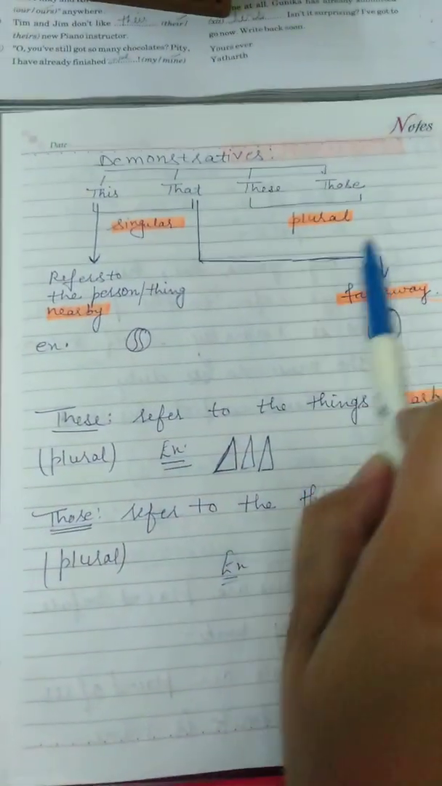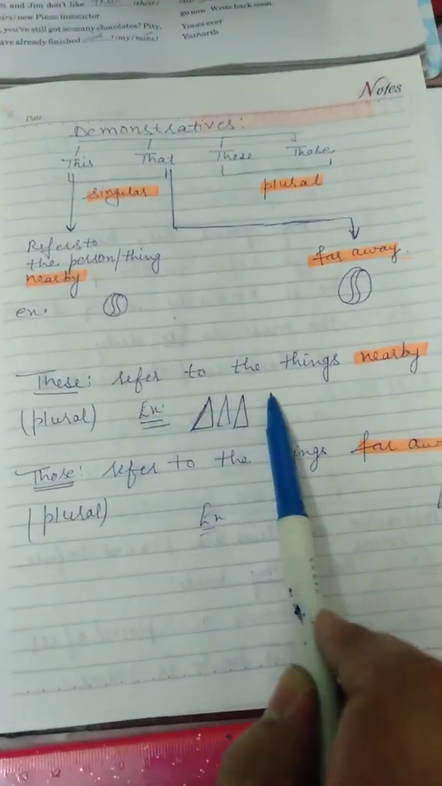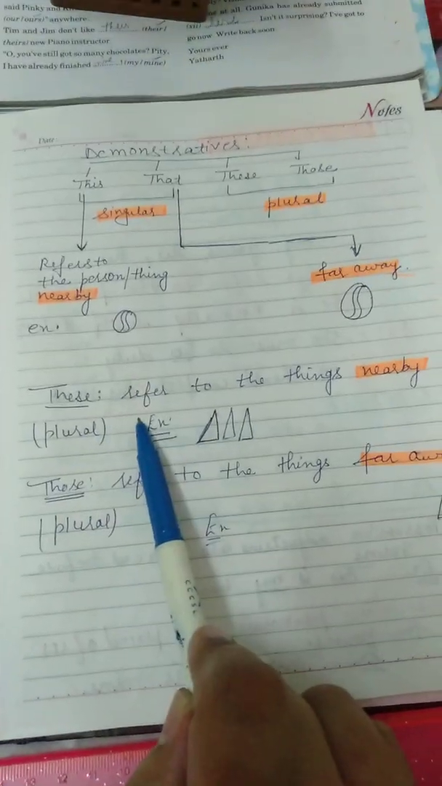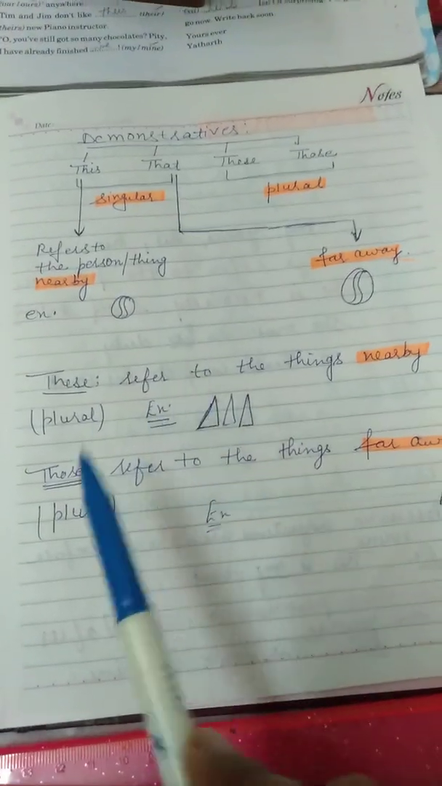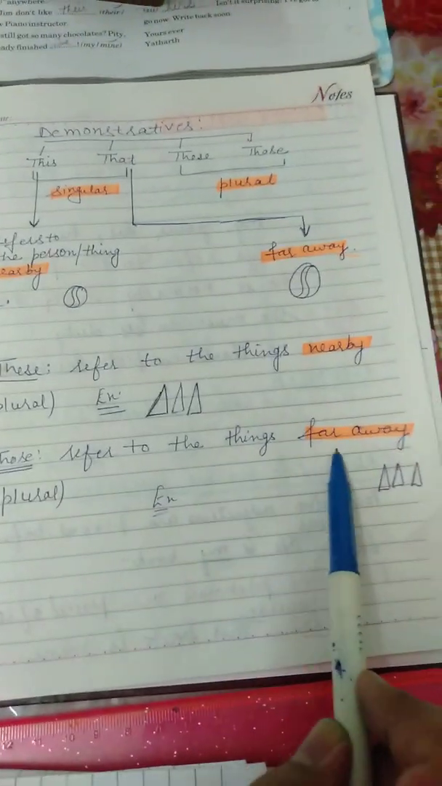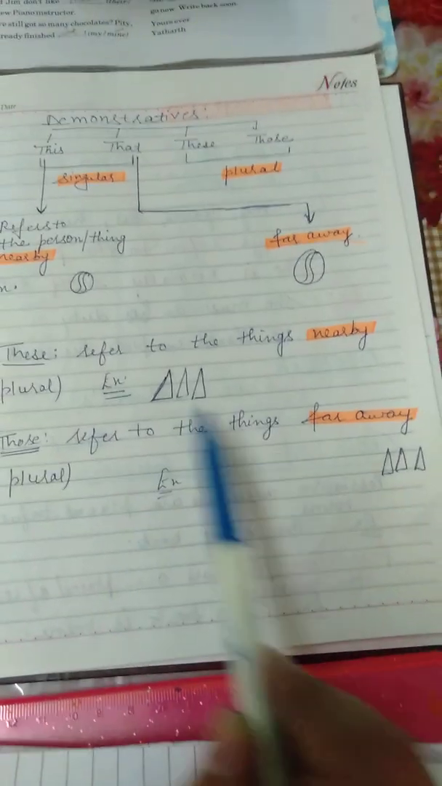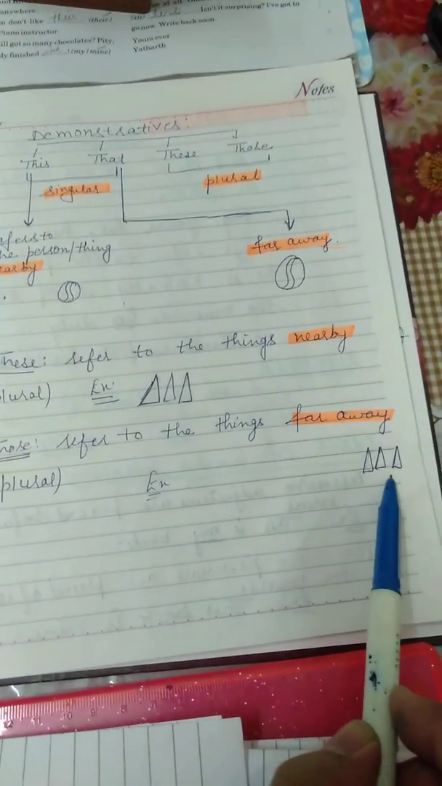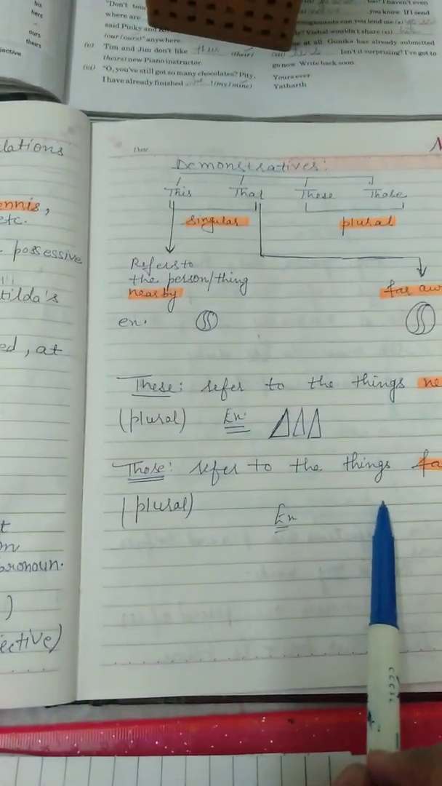These and those, they are used for the plurals. These refer to the things nearby but plural. Nearby to the speaker, these are the triangles nearby to the speaker. Those refers to the things far away from the speaker, but for the plural. Triangles, difference, far away, nearby to the speaker. I hope this is clear to you all.